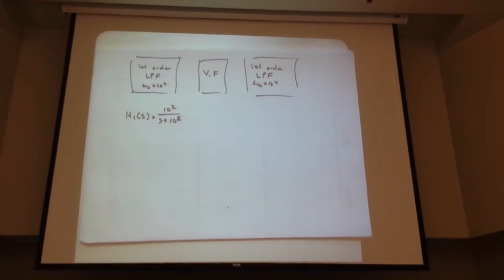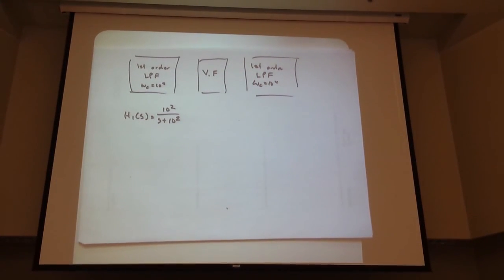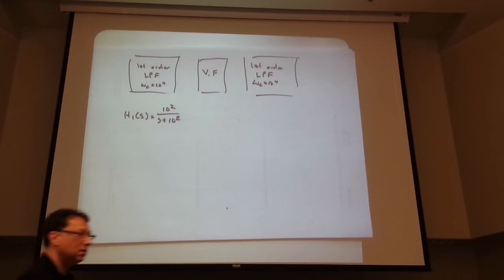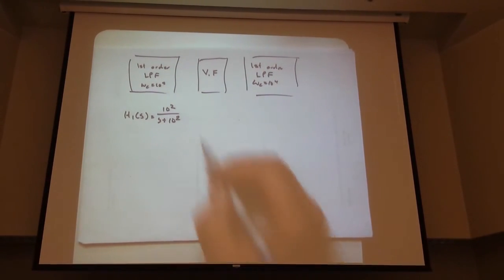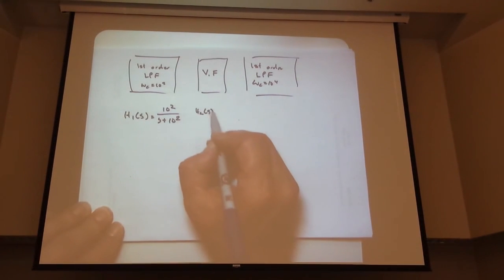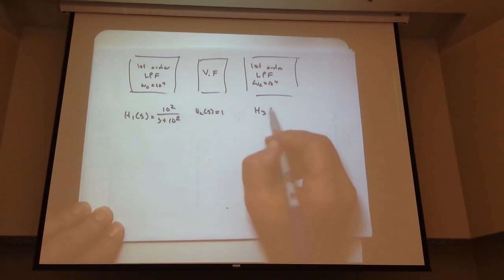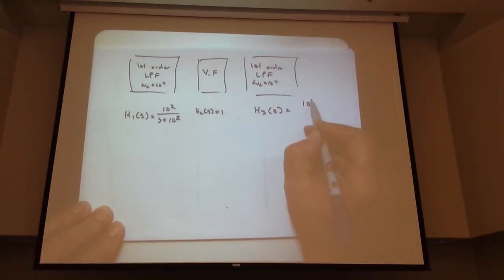You should be able to do that by inspection again. Low pass filter, first order, omega C over S plus omega C. That's worth going on the crib sheet. High pass filter, first order, S over S plus omega C. Is a unity gain the same thing as voltage follower? Yeah, it's going to be gain out front, sure. H2 of S equals 1. H3 of S is 10 to the 4.